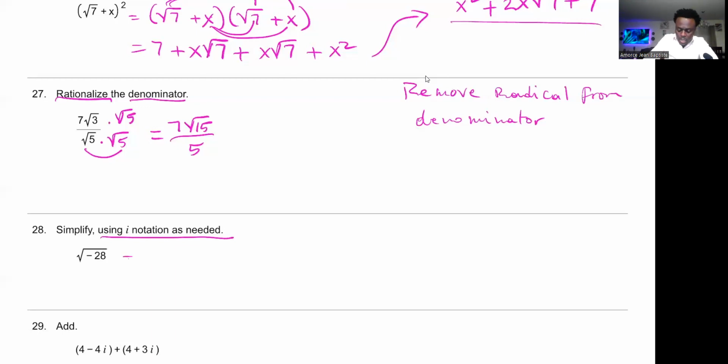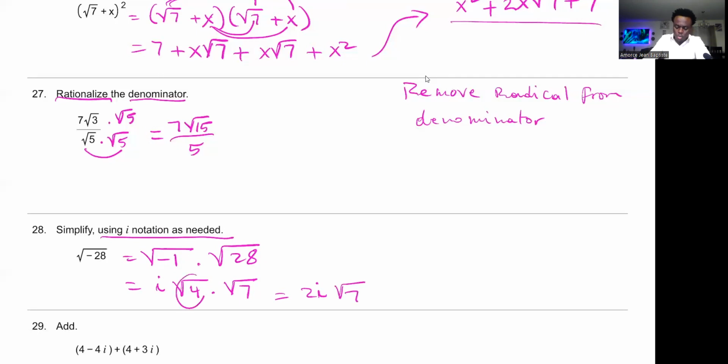In this case, we can do that. So that is the square root of -1 times the square root of 28. This is i. So that equals i square root of 28, and 28 is 4 times 7. Square root of 4 is 2. So my answer is 2i square root of 7. 2 times i, 2i, and then the square root of 7.